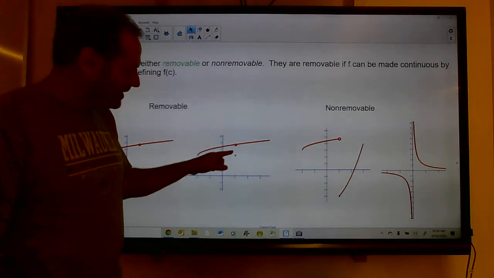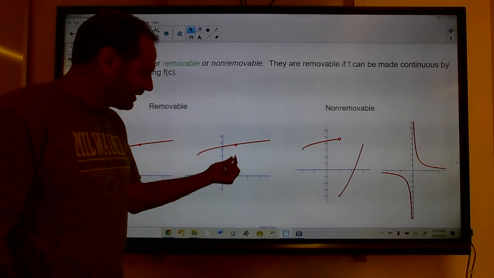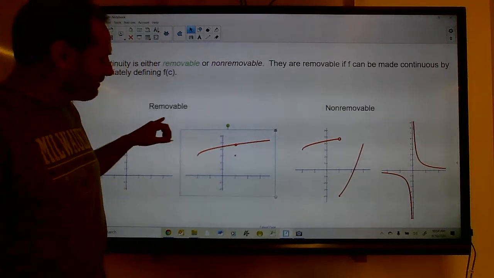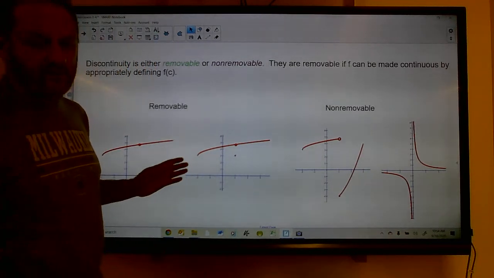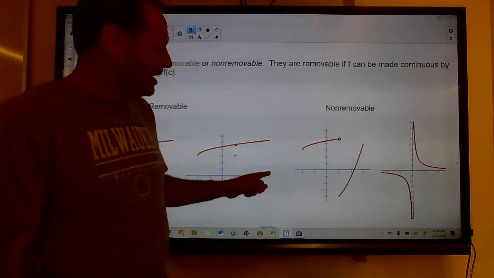This one goes along, and then it drops down to here, and then it comes back up and goes on. If I could take this point right here and slide it up and put it inside that point, then that thing would be continuous. These are removable.